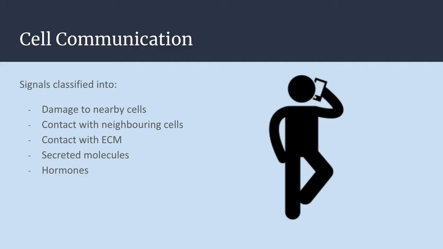There is communication through contact with neighboring cells. So this is things like the adhesion molecules, the gap junctions, the desmosomes between cells. There are signals that tell it is in contact with the ECM. There are also signals that say there have been secreted molecules like growth factors or inflammatory cytokines. And there are also hormones which come from various endocrine organs and can act on different cell types.